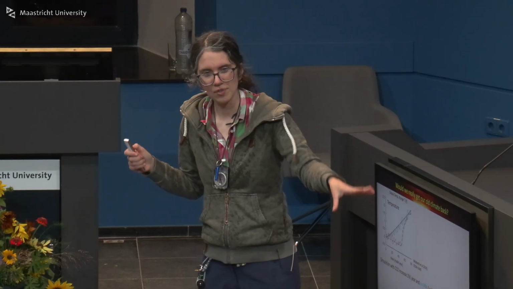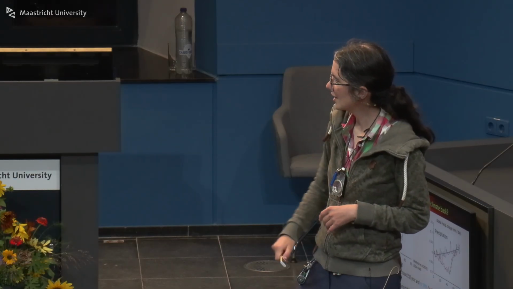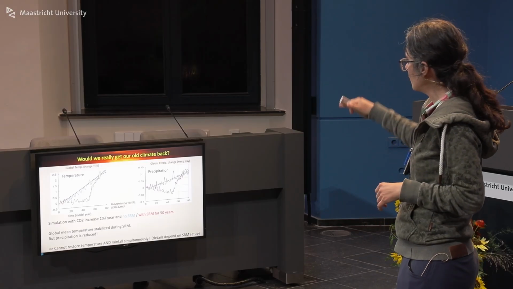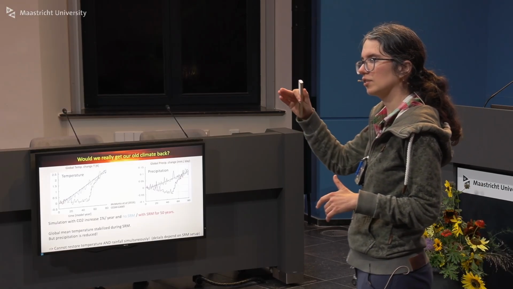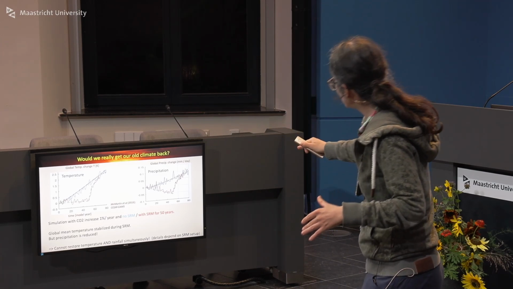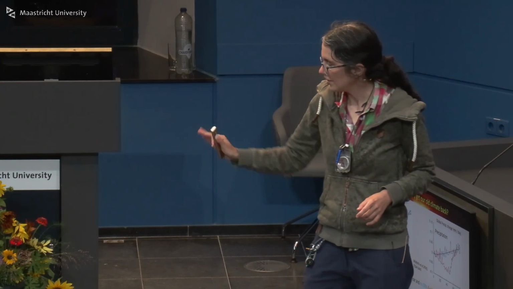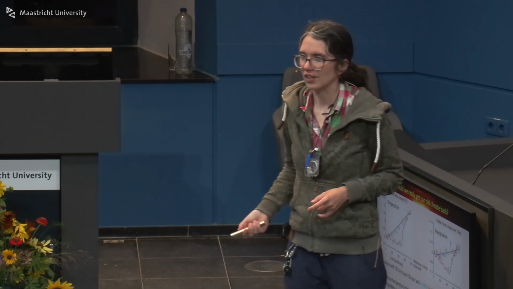But now, with the same simulation, they also plotted the global mean precipitation, so rainfall and snowfall, and then they got that. So the blue line, that's again the one with only CO2, the global mean precipitation increases, but in the red line, it decreases. So you cannot stabilize at the same time the global mean surface temperature and precipitation. So this means there are always some things which don't exactly fit. Details depend on how exactly you do the SRM.